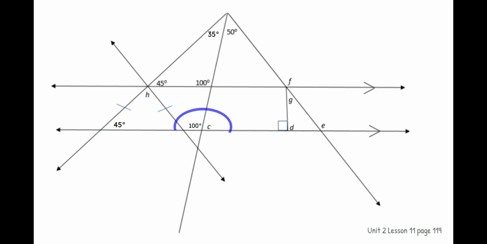For angle C, we have a linear pair, which are supplementary, so the total is 180. Therefore, C is 80 degrees. Write linear pair in the reason column.